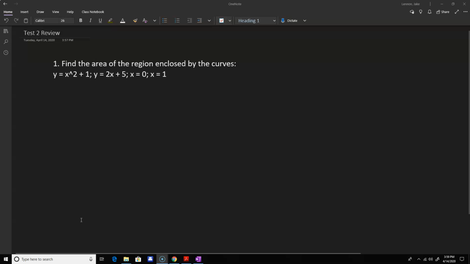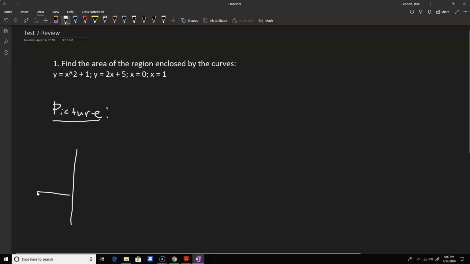The first thing we're going to look at is finding the area between two curves. So basically we're looking to find the area between y equals x squared plus 1 and y equals 2x plus 5. One of those is a quadratic, so its graph looks like a parabola, and the other is just a linear function. So the picture we're looking at here: we have our xy graph and we're graphing from 0 to 1. We've got this parabola, and then we've got some line.